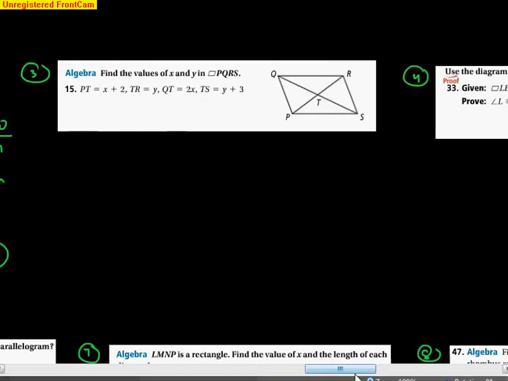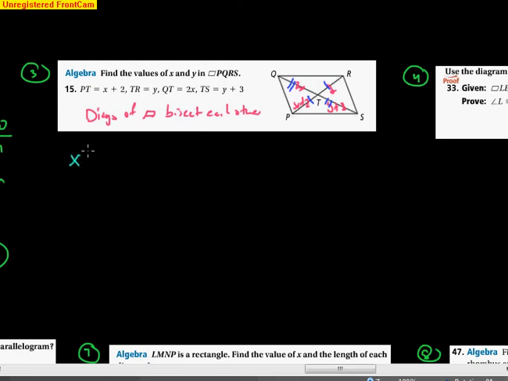Alright, 3. Moving on. Find the values of x and y in this parallelogram. And what do I have? Well, PT is x plus 2. That's this part of the diagonal. TR is y. QT is 2x. And TS is y plus 3. The idea here is that the diagonals of a parallelogram bisect each other. So I know in blue that PT and TR are congruent, and I know that QT and TS are congruent. So let's set up these 2 equations.